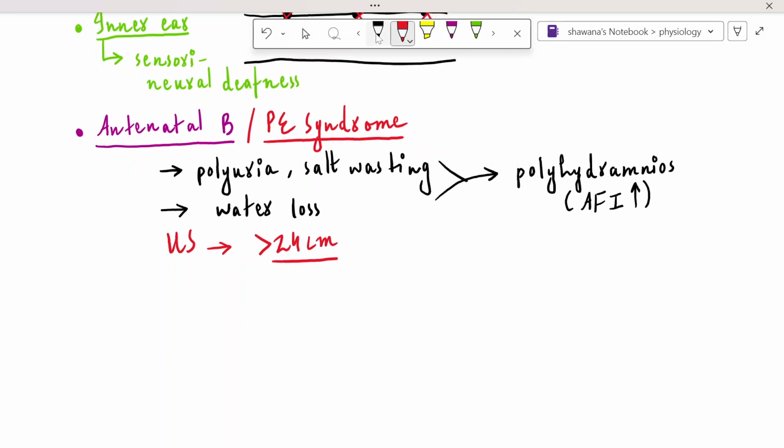Let's talk about the main features of the Bartter syndrome.